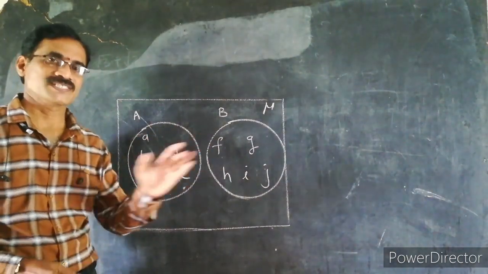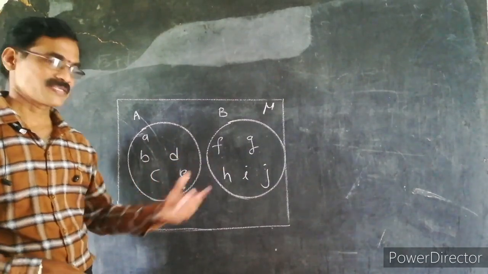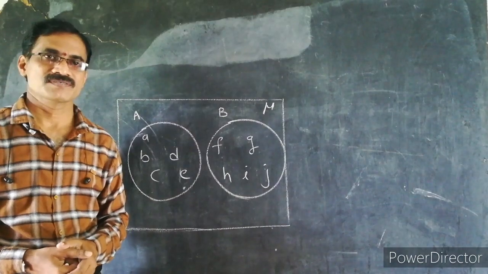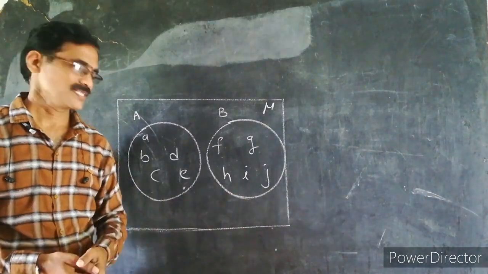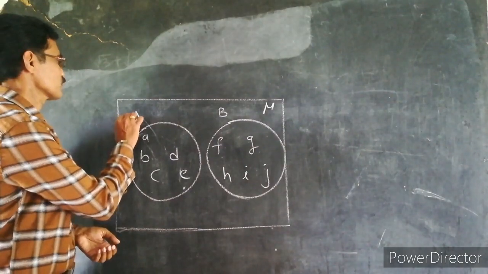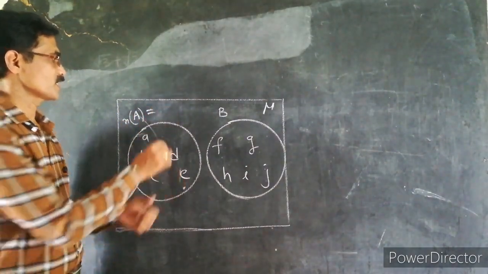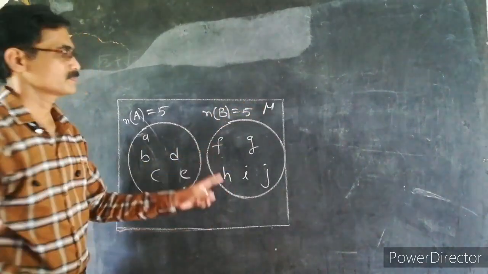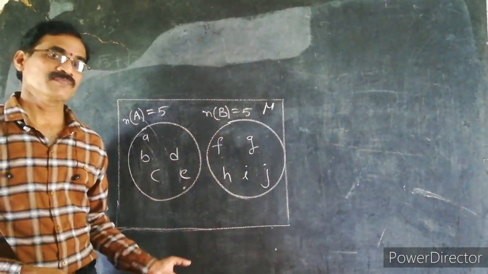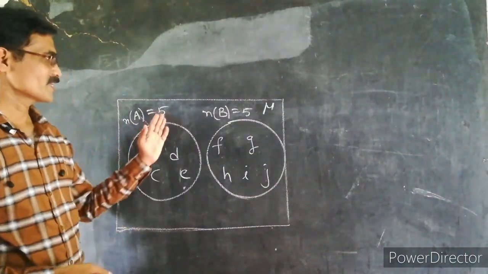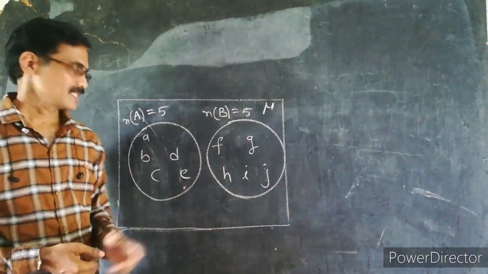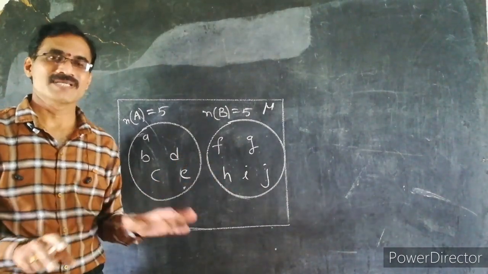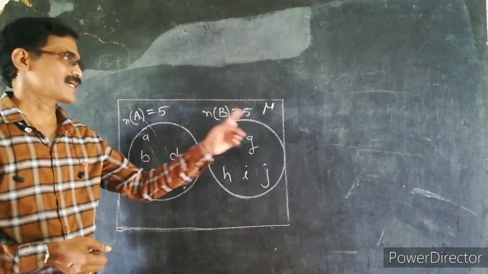In this disjoint sets case, how will the principle change? The number of A, how many elements? 5. The number of B, 5. So for the number of A union B, here we can directly add 5 plus 5, 10, because there are no elements repeating and no common elements. So directly we can add, there is no intersection part.